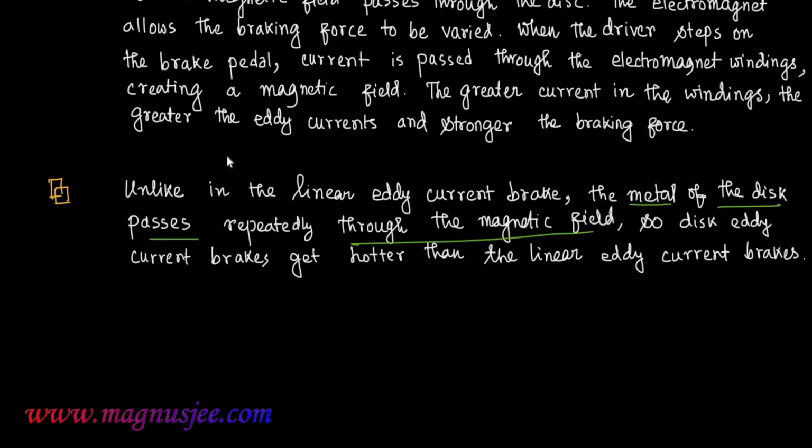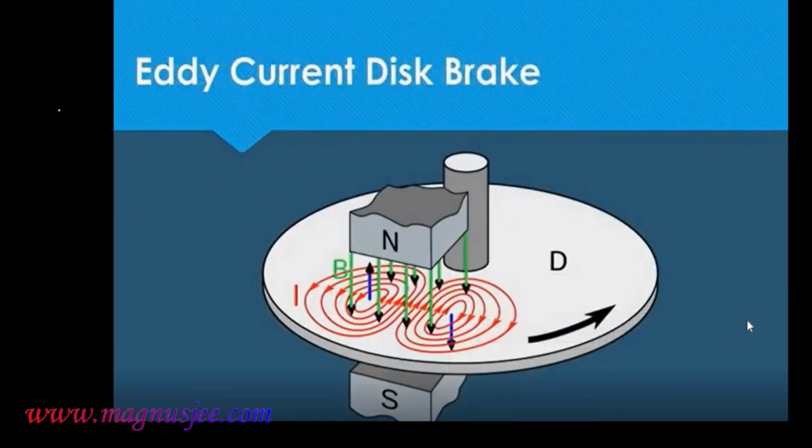Unlike the linear eddy current brake, the metal of the disc passes repeatedly through the magnetic field, and so disc eddy current brakes get hotter than the linear eddy current brake.